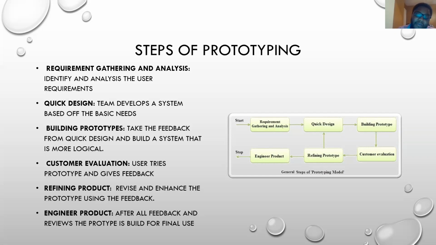Then we will take the feedback. We have the user test the prototype, and then we'll take that feedback from the prototype and build a better system with more logic. During customer evaluation, we'll have the user test it again, and they'll give us feedback. After we're given the feedback, we will revise and enhance the prototype using it. These first five steps will repeat until we get to the engineered product, where the final version will be built after all the feedback has been reviewed.